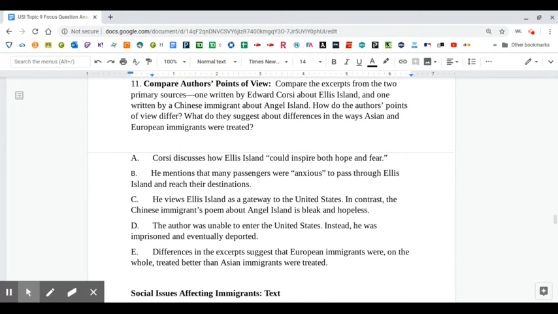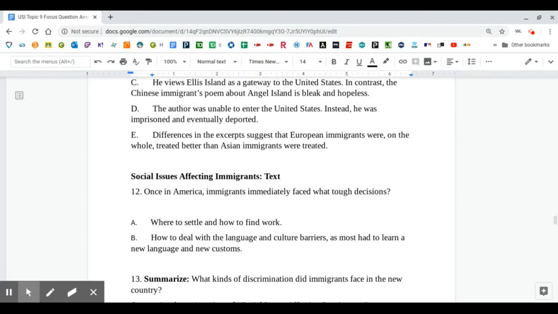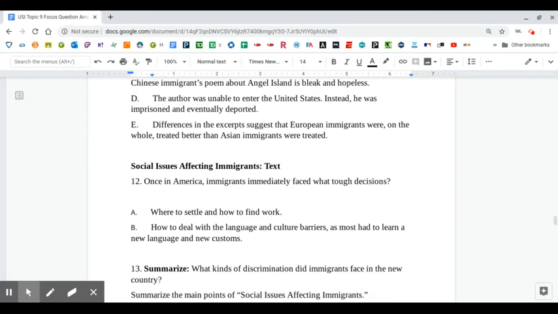They're going to compare those two excerpts we just read. Of course, he discussed how Ellis Island could inspire both hope and fear. He mentions that many passengers were anxious to get on with their life. He viewed Ellis Island as a gateway to hope in the United States. In contrast, the Chinese immigrant's poem about Angel Island is bleak, hopeless. The author was unable to enter the United States. He was eventually imprisoned and deported. So the differences in the excerpts suggest that European immigrants were, on the whole, treated better than the Asian immigrants were treated coming to America.